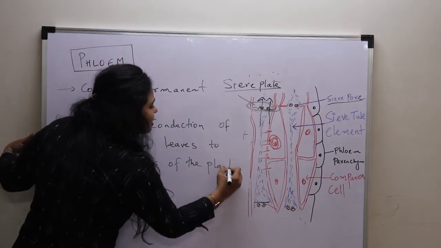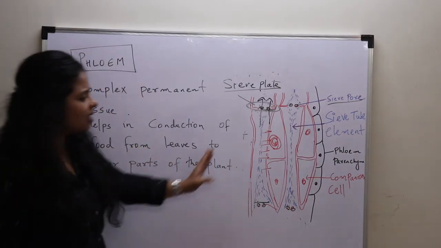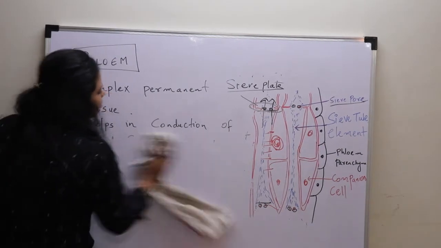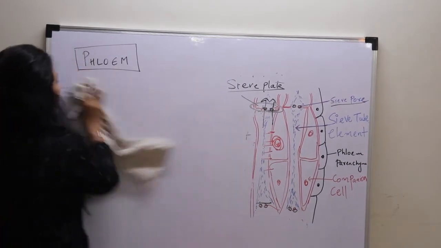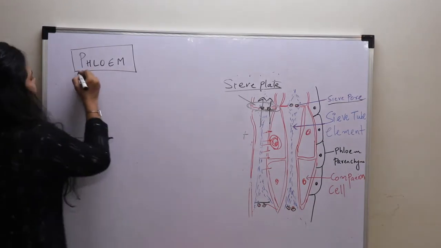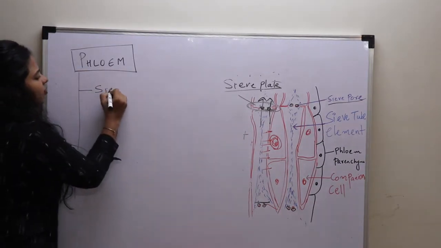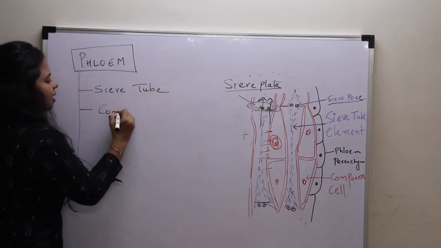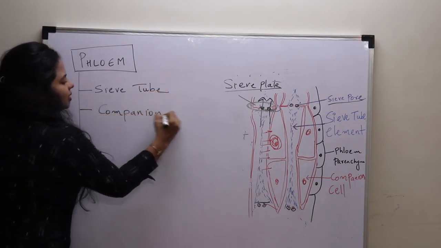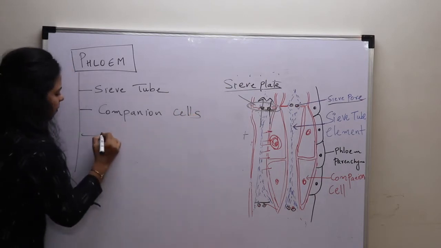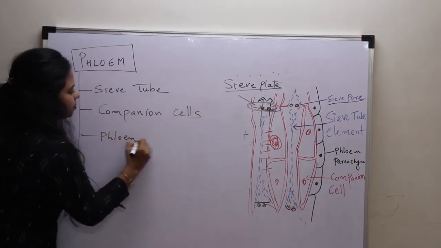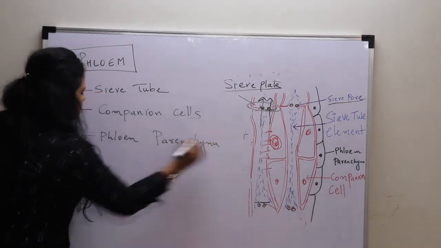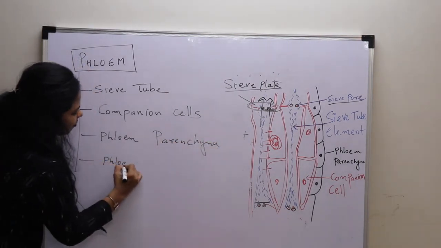Right, now let us see what are the parts of phloem. As you can see, there is a diagram given here, right? So the phloem consists of 4 parts. The first part is sieve tube. The second part is companion cells. The third part is phloem parenchyma, and the last part is phloem fibers.